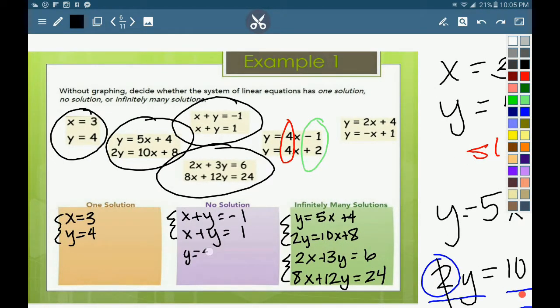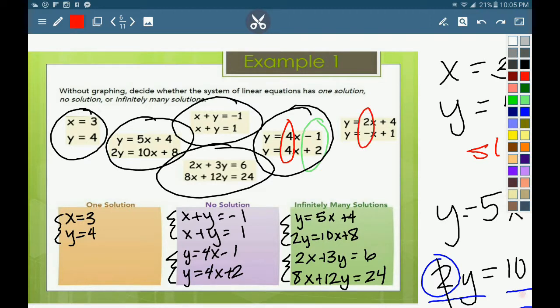y = 4x - 1 and y = 4x + 2. Fancy bracket. Okay, got that one out of the way, and now I need to analyze one more. I see two different slopes, so that means I don't even care about the y-intercepts. We said the key concept was that if the slopes are different, then they intersect once.